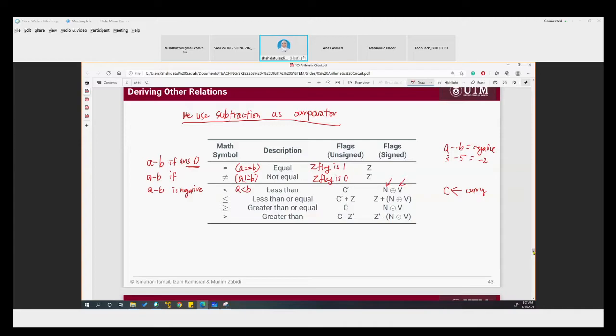Is it? Right? Is that correct, everyone? Carry is 0.